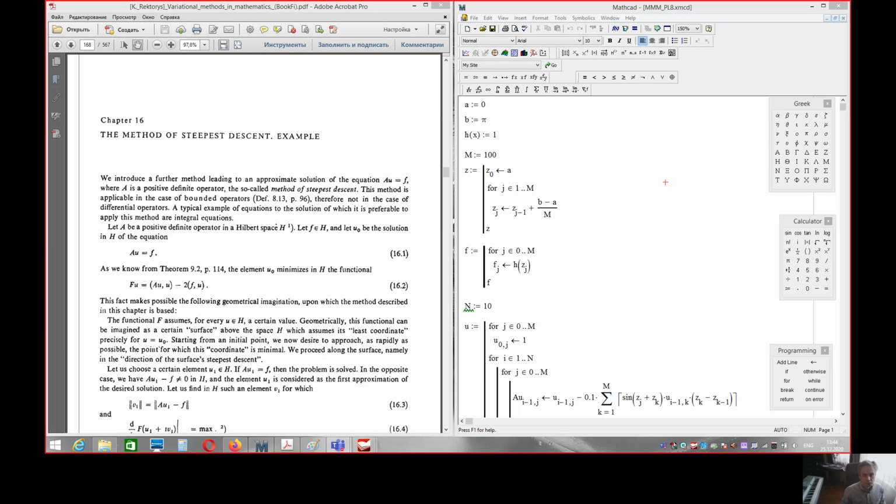So we have the operator equation of the first kind, AU equal to F, and as we know, there exists some element U0 minimizing in a Hilbert space H the quadratic functional f(u) equal to (Au, u) minus 2(f, u), where brackets denote the inner products in H.